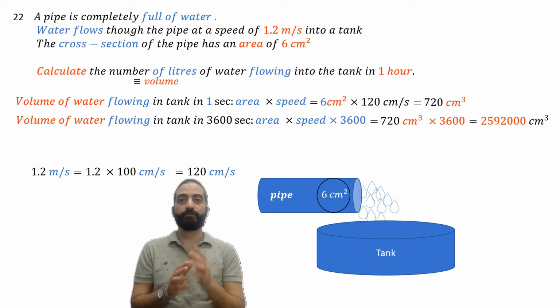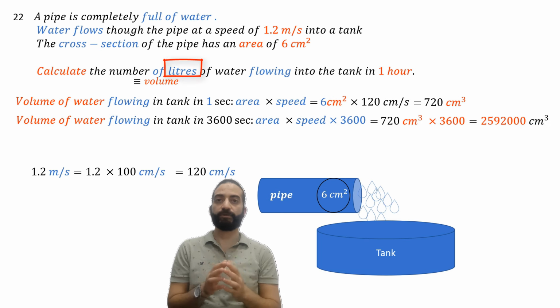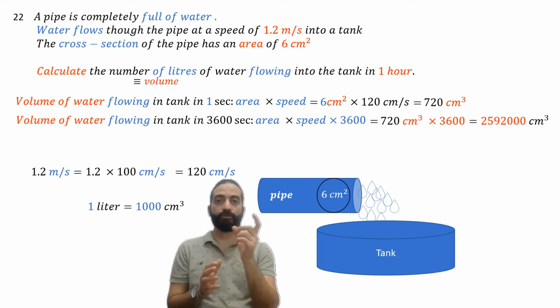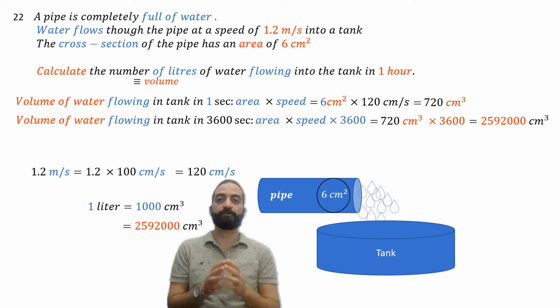But the answer we got is in cubic centimeters, and he wants us to get the answer in liters. As we know, every 1 liter equals 1000 cubic centimeters. For this reason, we must divide by 1000 and get the answer in liters.